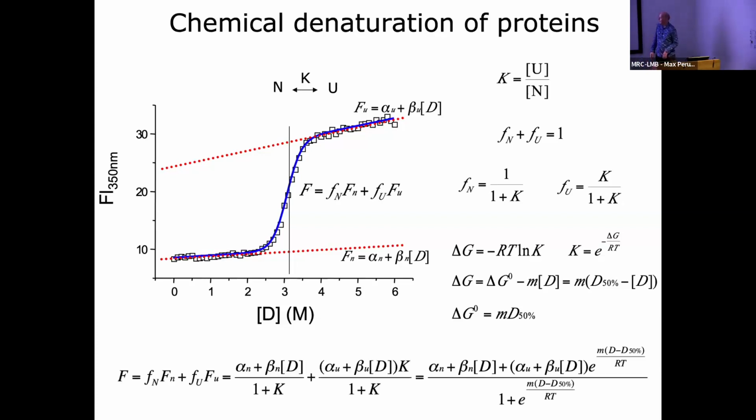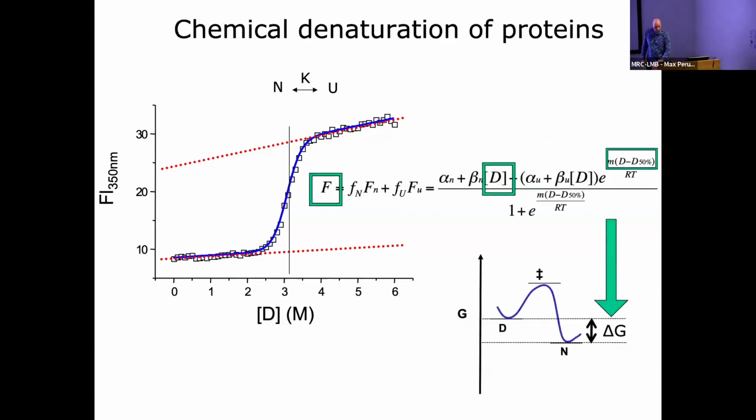Don't really worry about that. The important thing is that we're just measuring the fluorescence. From the fluorescence, we know what the denaturation concentration is, and then we work through, and from this, we can work out the stability of the protein.